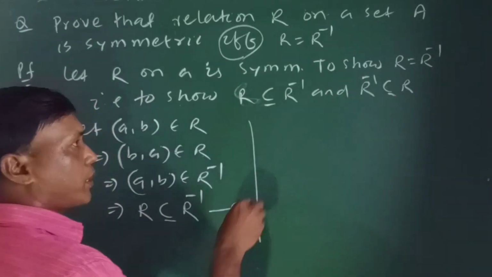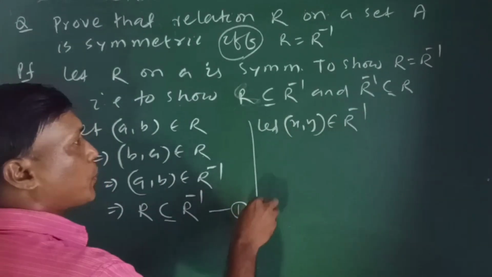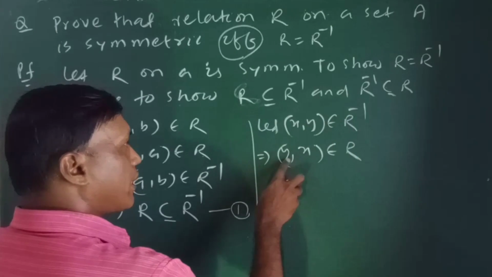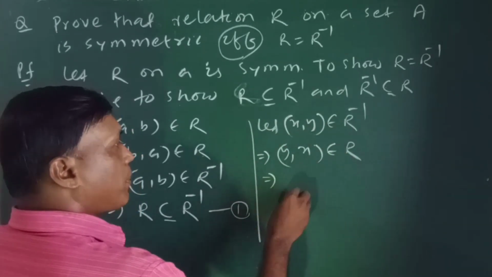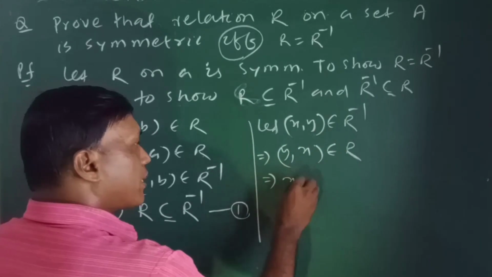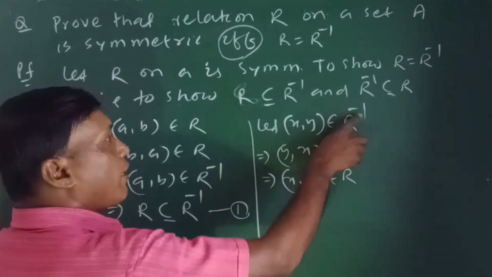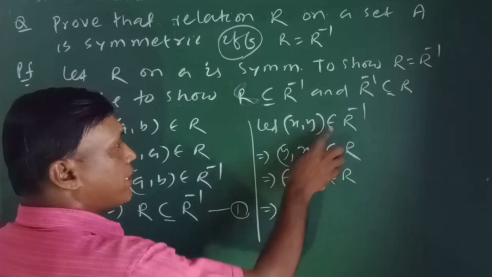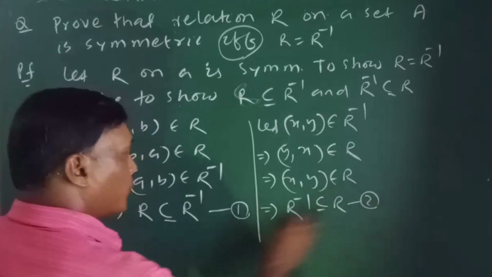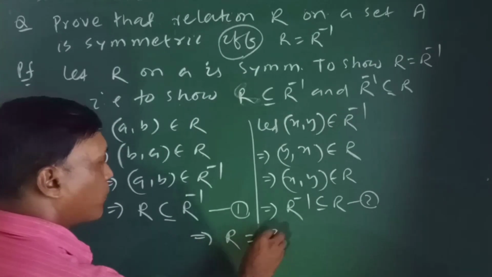Second thing, to show R inverse is a subset of R, let XY belong to R inverse. If XY belongs to R inverse, then YX belongs to R. But R is symmetric. If R is symmetric, YX belongs to R means XY belongs to R. Symmetric means AB, BA, YX, XY. So look at here, XY was an element of R inverse. Now XY is an element of R, which implies every element of this set is present here. That means R inverse is a subset of R. From these two, equation 1, equation 2, R is a subset of R inverse and R inverse is a subset of R. From these two, we get R is equal to R inverse.